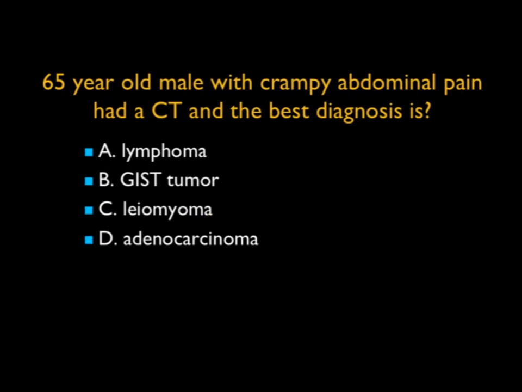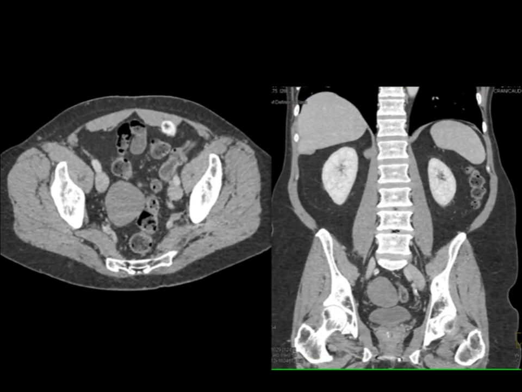This is an interesting case. Patient had abdominal pain, and you see a mass in the pelvis. If this was a female, you might think about a fibroid, but it's a male. You see the mass is well defined, and it's near bowel. Interestingly, it seems closest to the patient's colon. Well, what could this be?